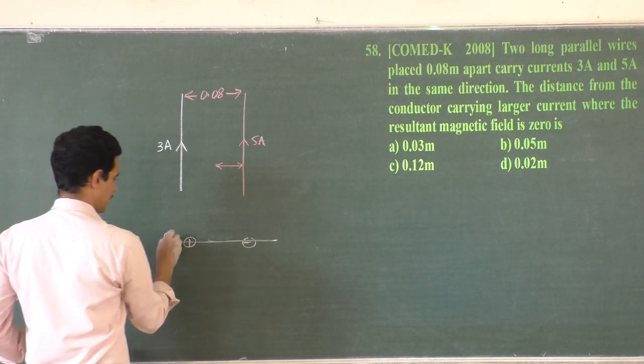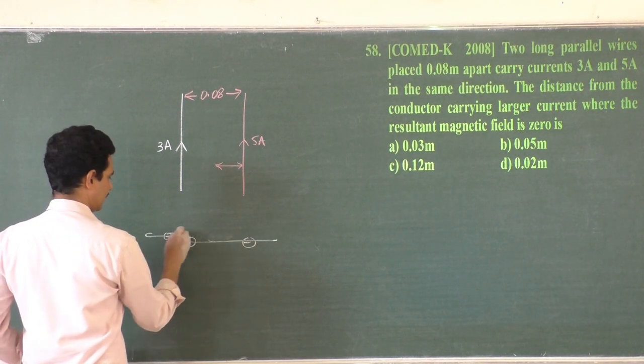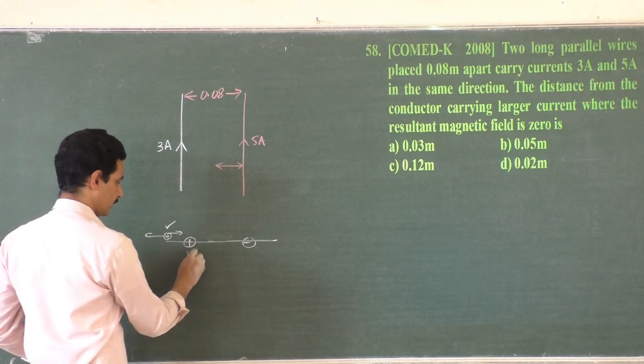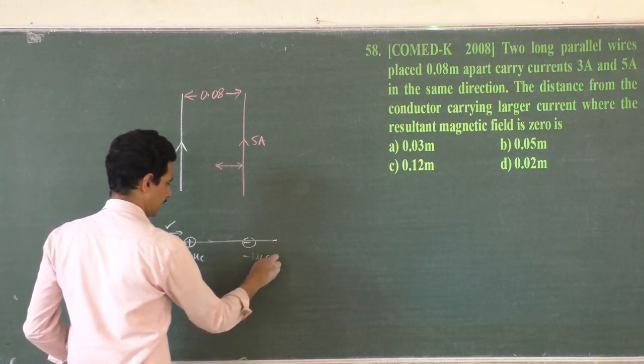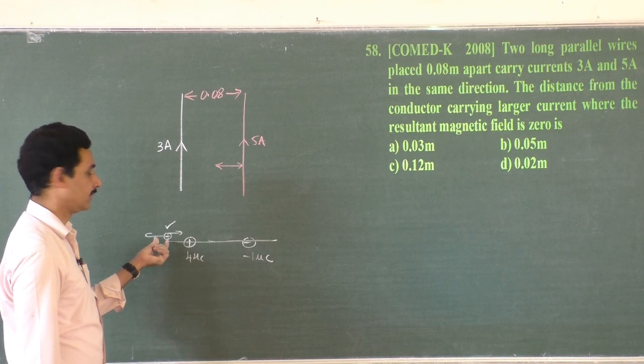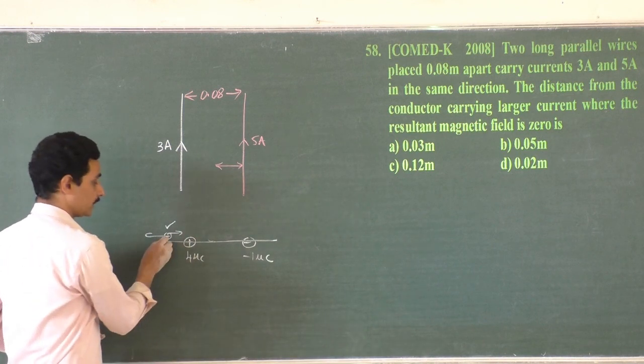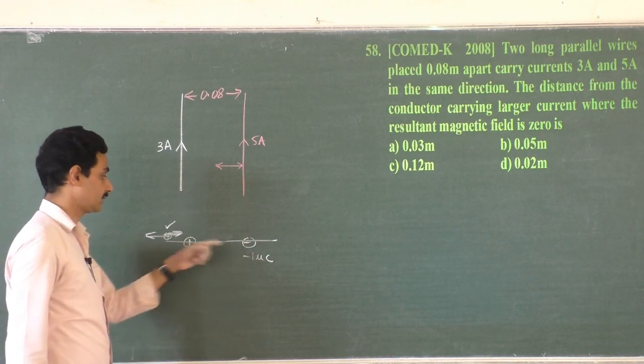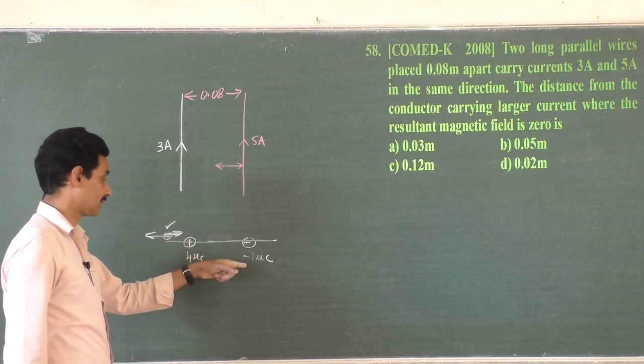Take a test charge, keep it here. This will repel and this will attract, right? There can be a field 0 depending on the values. Suppose this is 4 microcoulomb, this is minus 1 microcoulomb. Then this cannot be the position. Why? 4 microcoulomb produces a stronger force of repulsion, minus 1 microcoulomb attracts it with a lesser force of attraction.